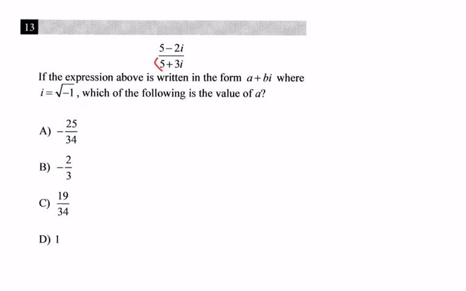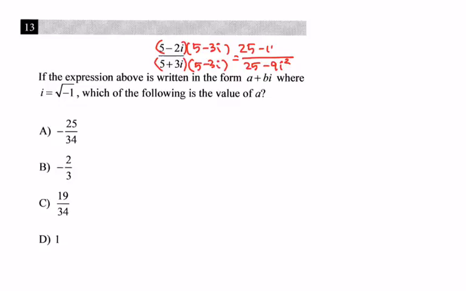Alright, how about number 13? Number 13, they're asking us to simplify this one and then find the real part, which is the value a. Alright, so we can simplify this one by multiplying top and bottom by its conjugate, which is 5 minus 3i. On the denominator, we will end up getting 25 minus 9i squared, which is the difference of squares. On the other hand, in the case of the numerator, we actually have to distribute all the terms.